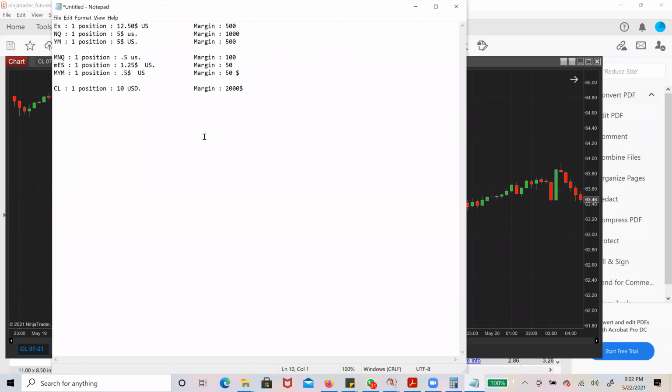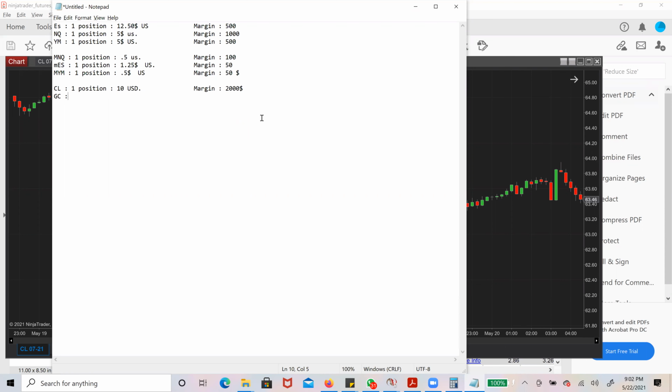Now, why am I doing it? Every one tick it goes up, like 63.46 to 63.47, that gives you $10. That gives you $10, and that happens very frequently, very fast. Again, it's all about what you want to trade and how you want to trade.